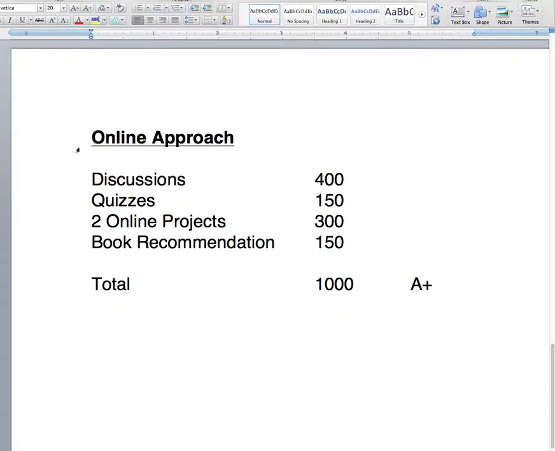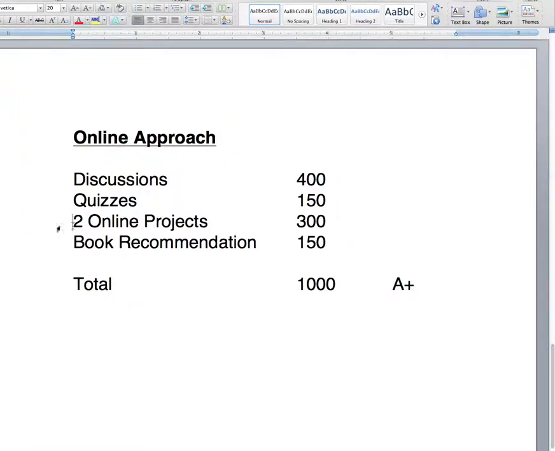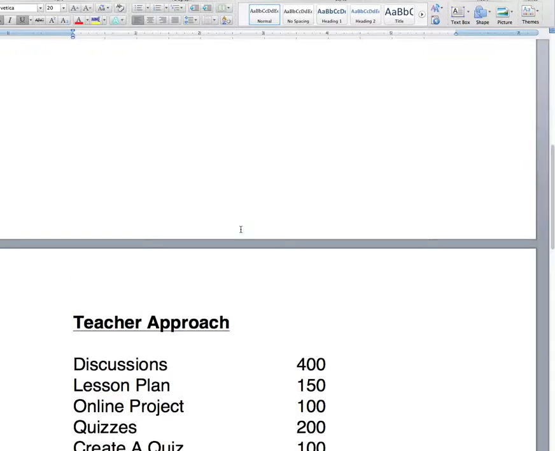Another approach would be an online approach, doing more of the online projects. The book recommendation is online as well, so that's why I'm calling it the online approach. But you can mix and match. You don't have to do any of these particular approaches. Now, a couple of caveats that we need to talk about.